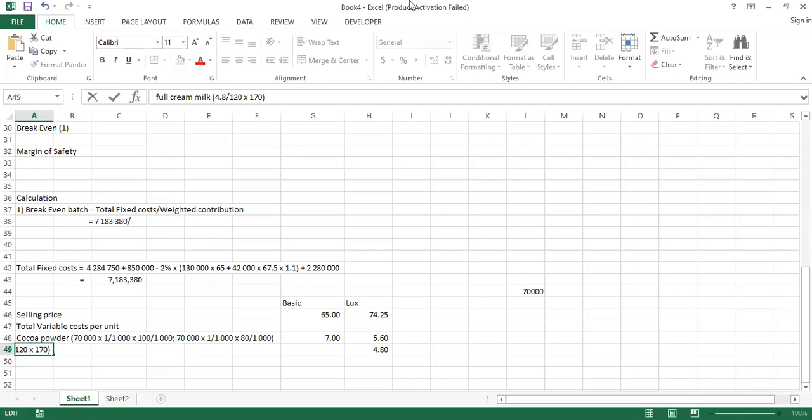Let me just explain what I'm doing there by taking us to the question. If 120 grams basically costs you 480, we can make use of that information to get what 170 is.